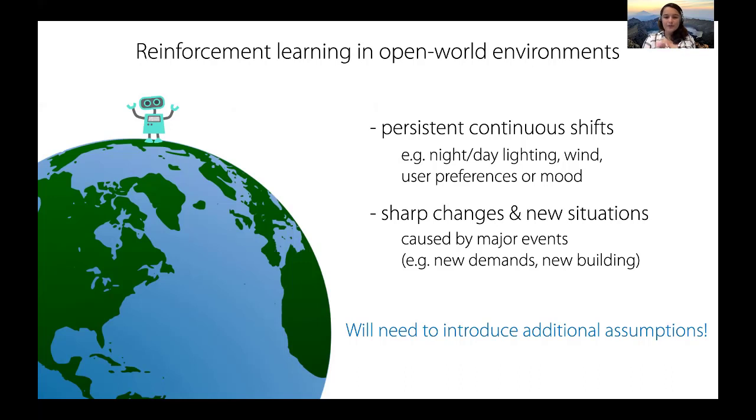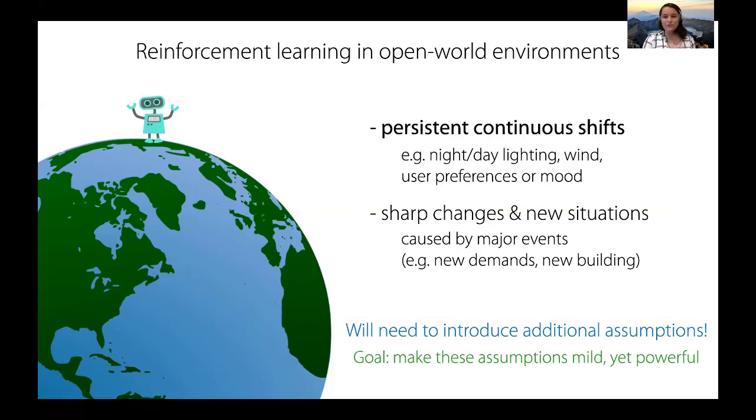For both of these, we'll need to introduce additional assumptions in order to be able to handle these kinds of variation and extrapolation in the environment. And the goal will be to make these assumptions mild, yet also powerful. Okay, so let's start with persistent continuous shifts.